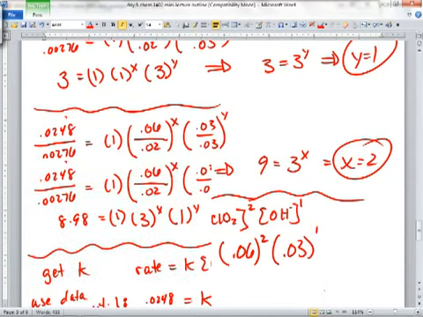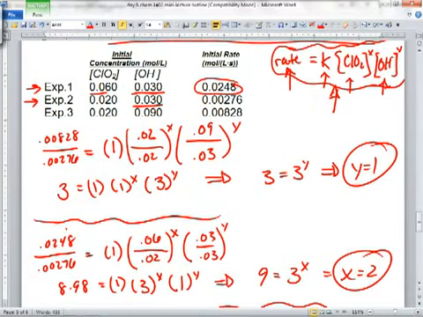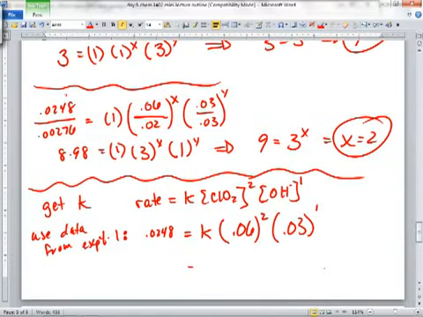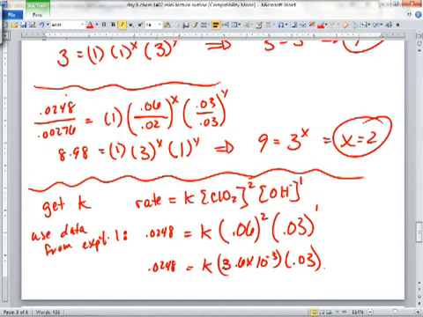Now let's just check to make sure. Chlorine dioxide is 0.06, and hydroxide is 0.03. Good. Okay. Now you got to get your k. We'll have 0.0248 equals k times 0.06 squared, which is about 3.6 times 10 to the negative 3, times 0.03. All right. So how do you solve for k? Just divide 0.0248 by those two numbers, right? 3.6 times 10 to the negative 3 and 0.03.